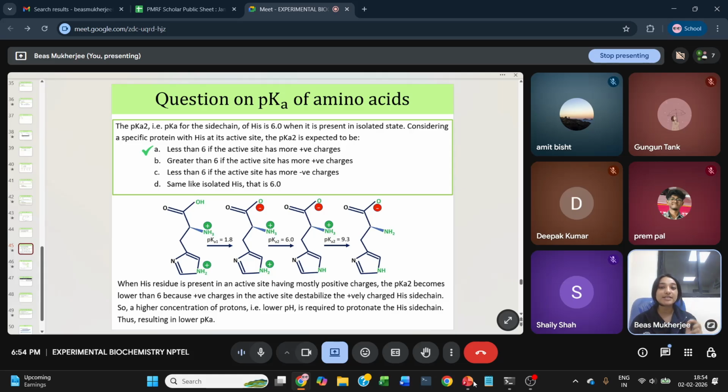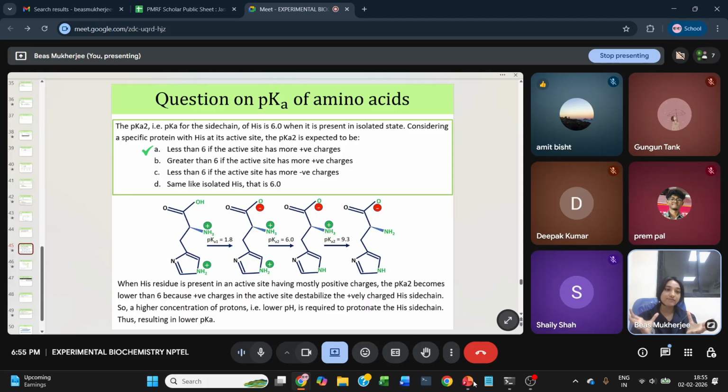Now, when the histidine residue is present in the active site having mostly positive charges, the pK2 becomes lower because positive charges in the active site destabilize the positively charged histidine side chain. Histidine is positively charged when it is normally having this NH3 plus ion, right? So when there are a lot of positive charges, it is basically affecting this side chain of histidine, and so a higher concentration of protons, that is lower pH, would be required to protonate this.